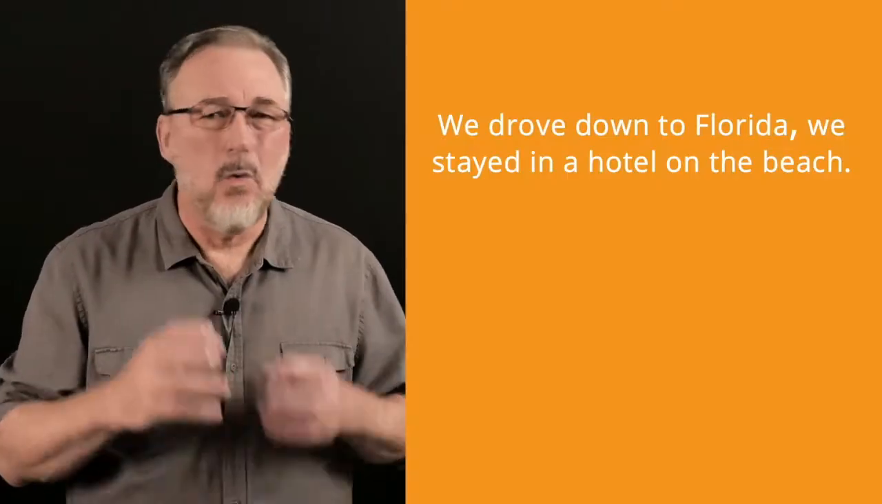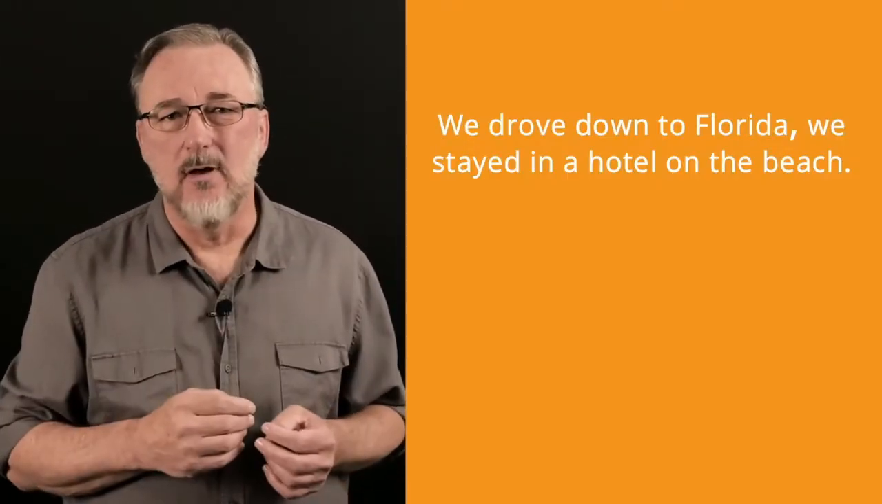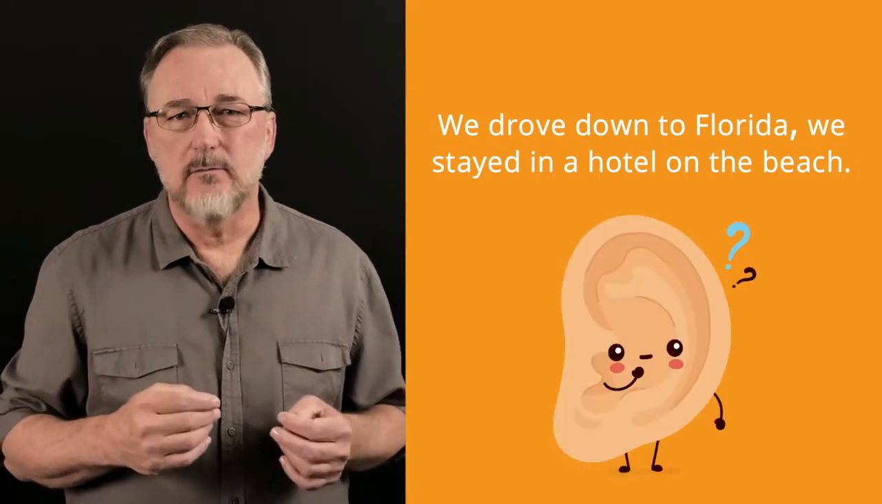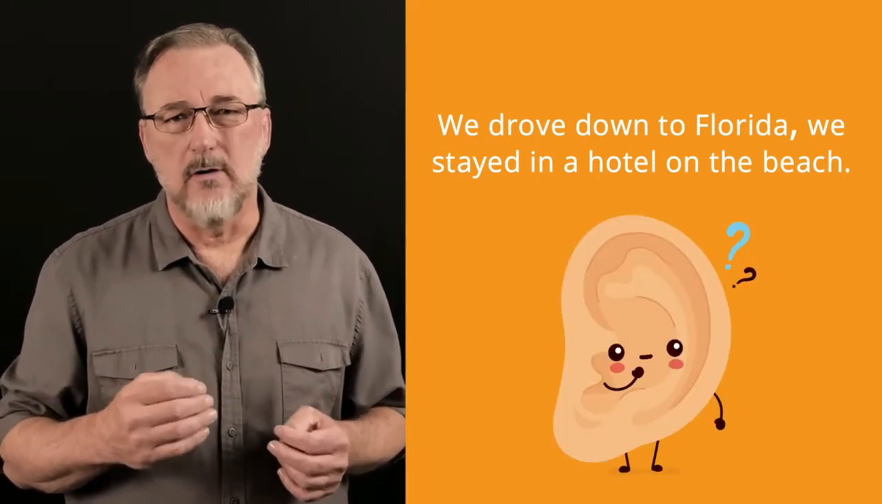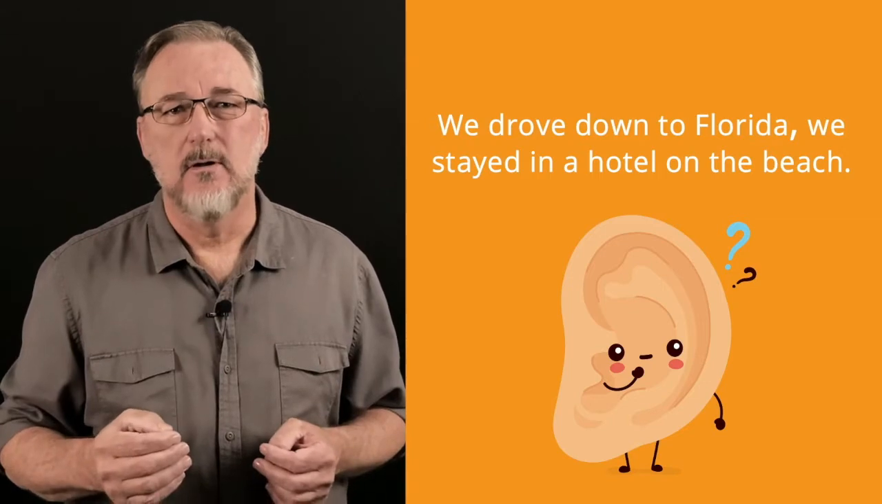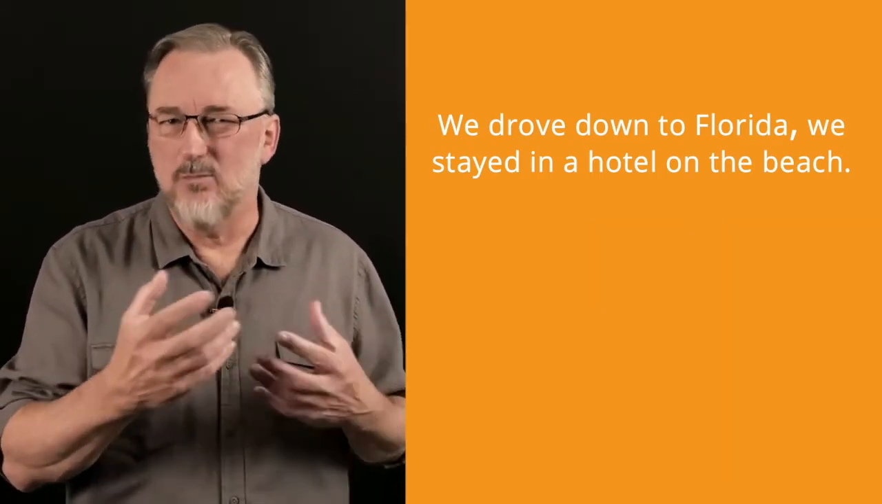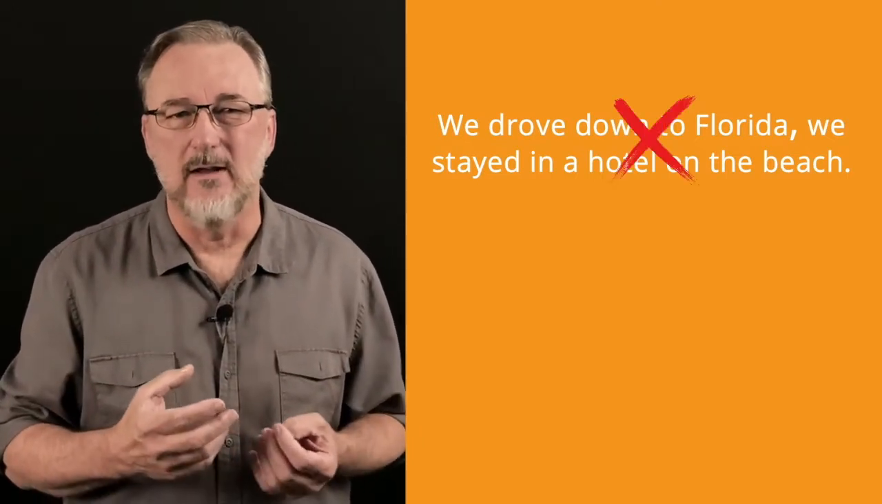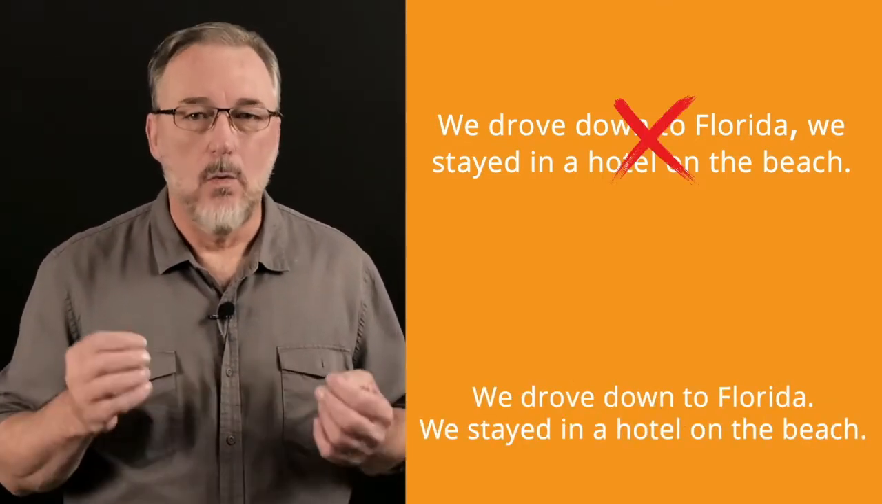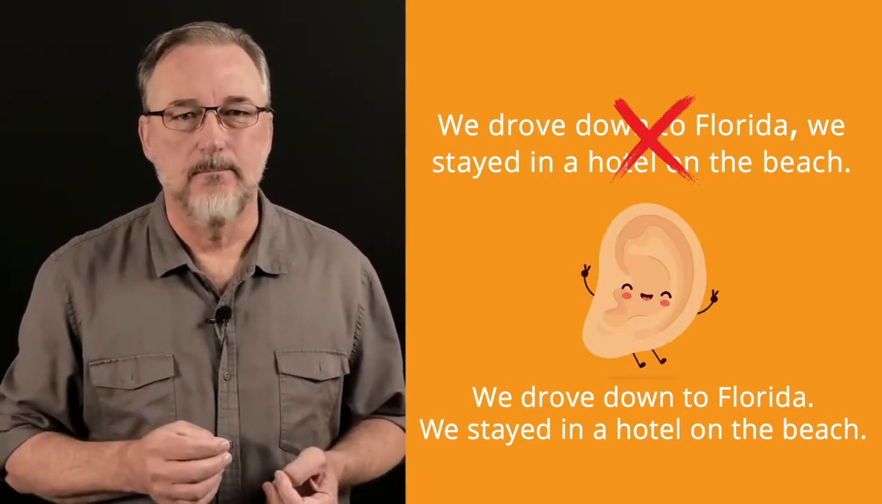When I work with writers who make a lot of comma splice errors, and I ask them to read their sentences out loud, they almost always read them correctly. Sometimes they stumble a little, but then they correct themselves. So with this sentence, they'll do something like this. We drove down to Florida. We drove down to Florida. We stayed in a hotel at the beach. So in the process of reading it out loud, they discover that what they're reading is in fact a period. We drove down to Florida. We stayed in a hotel on the beach.